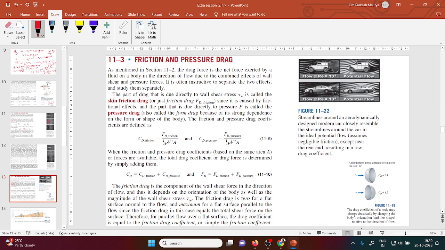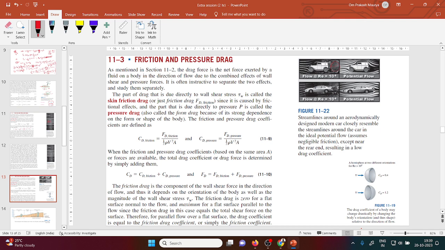This figure shows some designs: if the vehicle is like that, how the streamlines flow and vary, and if the vehicle is like this, how the streamlines appear. If you see in this figure, a very weak region comes in the downstream of the vehicle, but the body shape is different. If you see the first shape and the second shape, the body shape is different.